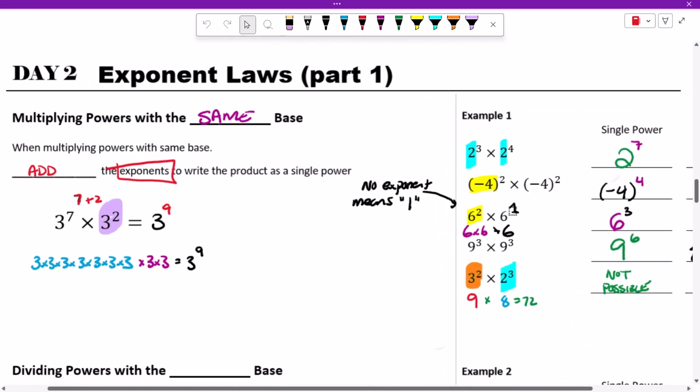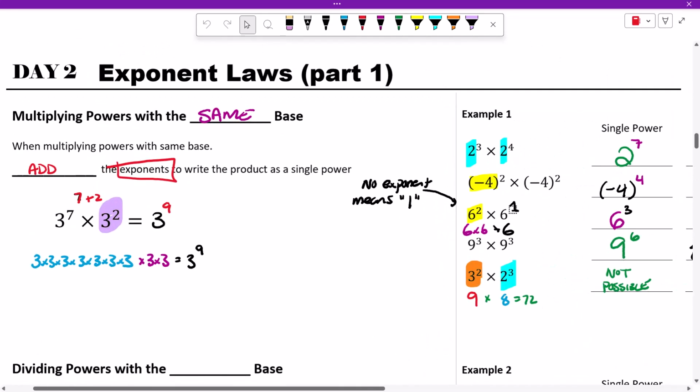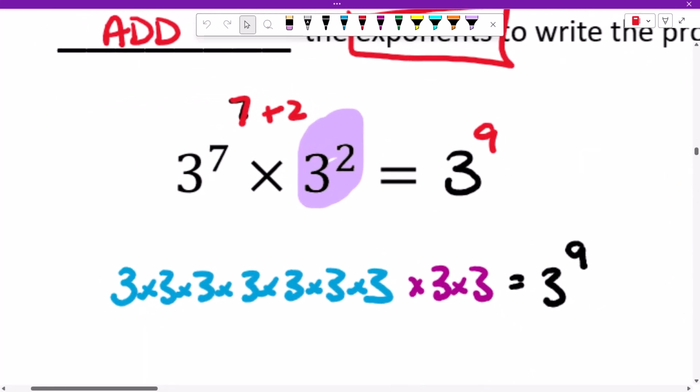Last day we started talking about day 2, and we're starting to look at different rules about exponents. And we looked at, hey, what happens when you have 2 powers and you want to multiply them? And we had a rule, and the rule went like this. As long as the bases were the same, all you had to do is add the exponents together. 7 and 2 makes 9.